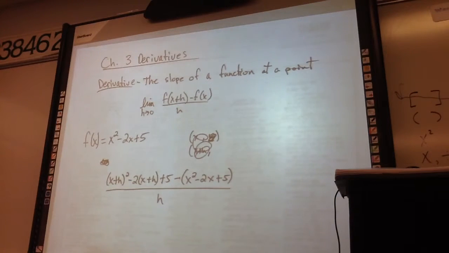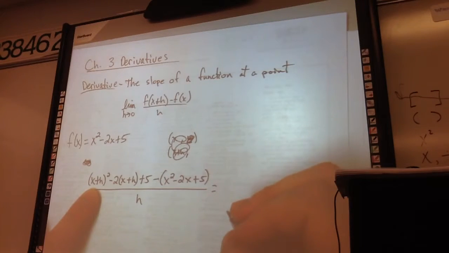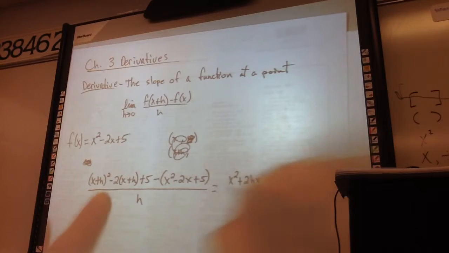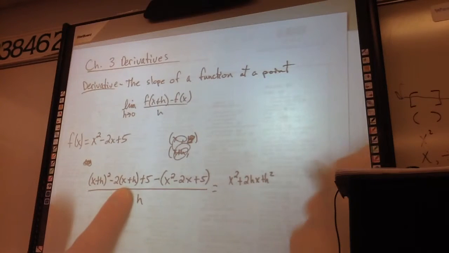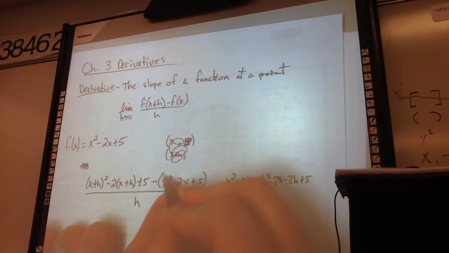What else is always going to happen? When you work this out on the top, the constant always goes away. Everything will have an h in it at the end, won't it? Yeah. Okay, so let's do it real quick. You know what x plus h squared is? It's x squared plus 2xh plus h squared, minus 2x minus 2h plus 5. And remember to minus all of these.